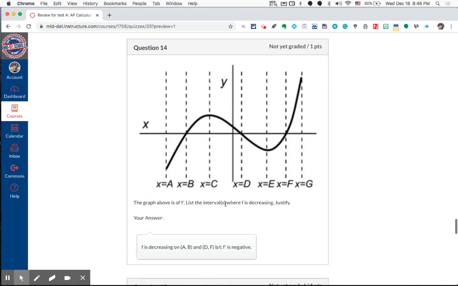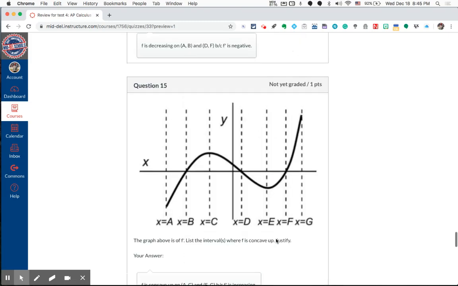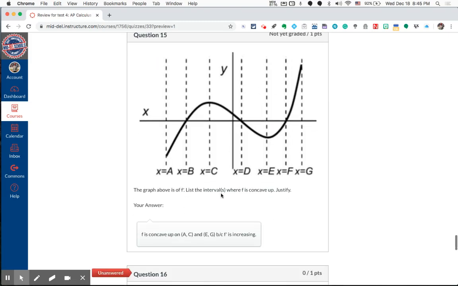14, we want to know where f is decreasing. So f is decreasing wherever f prime is negative. So f prime is negative right here from a to b and right here from d to f. So that's why we are decreasing. 15, I originally had this answer wrong. I had b right there and it should be a to c. I was looking at Michaela's and Michaela had it right and I didn't. So I made that change there.